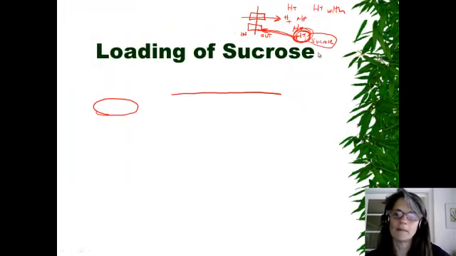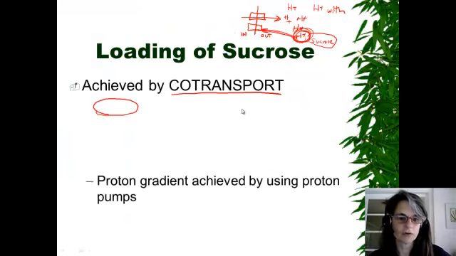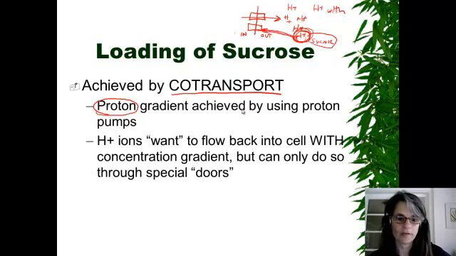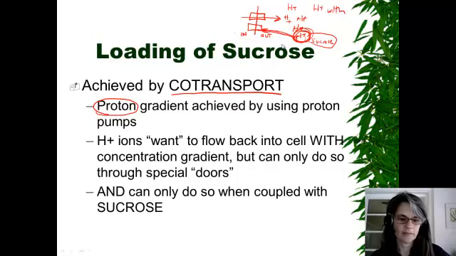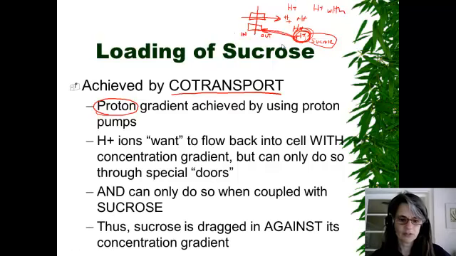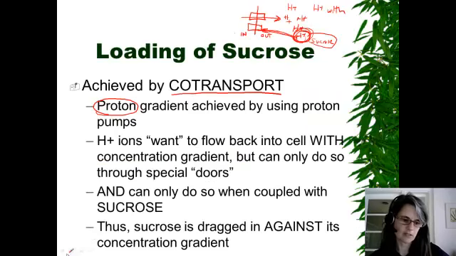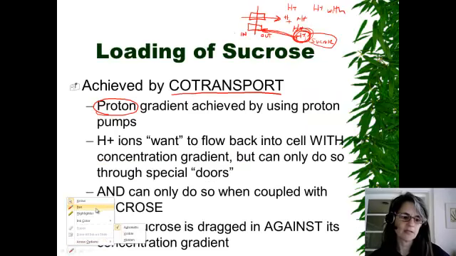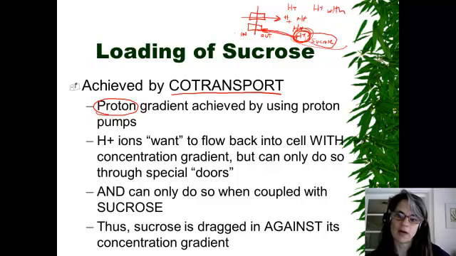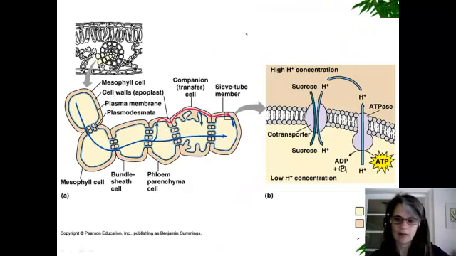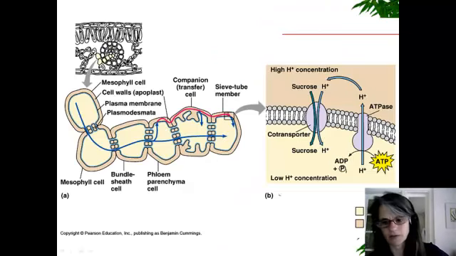That it will allow a coupled sucrose to come in along with it, against its own concentration gradient. Sucrose is going to be dragged against its concentration gradient because it is tied up to the hydrogen ion that's flowing in with its own gradient. That is co-transport. Here's a little better picture than mine.